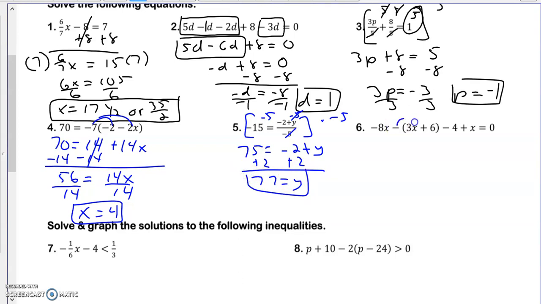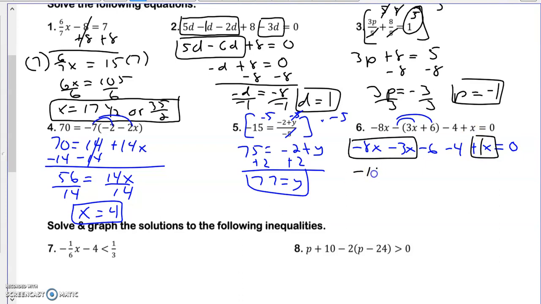And then over here, I'm going to distribute, and I get a negative 8x minus 3x minus 6 minus 4 plus x equals 0. Now at this time, I'm going to be looking for all the x's that I have in common. And that's what I noticed here. There's a 1 here, negative 8, and negative 3 is negative 11, plus 1 is going to get me a negative 10x. And then I add these together.